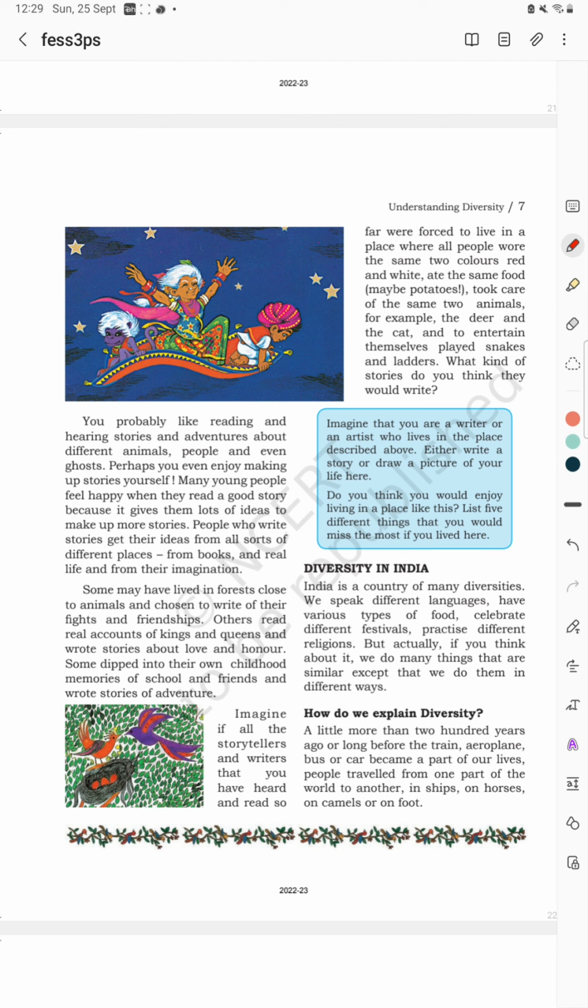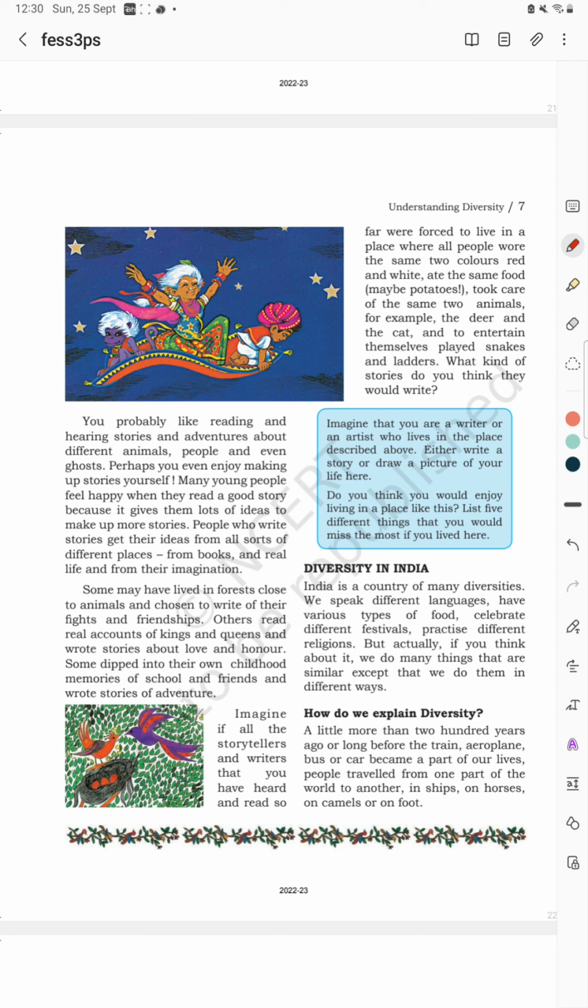So some dipped into their own childhood memories of school and friends and wrote stories of adventure. Now just imagine, above we have seen the writers or authors were in very different situations. Some were in a forest, some were reading the real accounts of kings and queens and writing stories according to their understanding, and some chose to write about their own childhood memories of school and friends, and some chose to hear good stories and then write other stories from them.